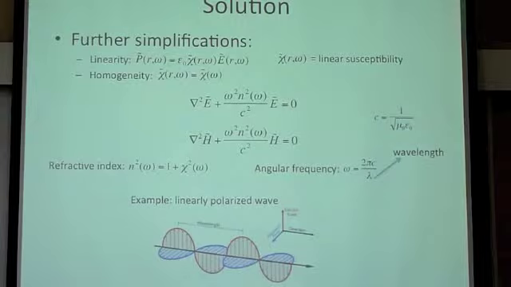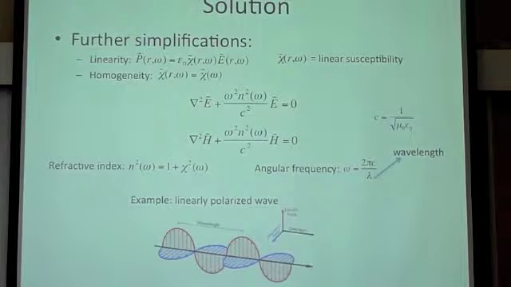Then you make more simplifications: linearity, linear susceptibility, and homogeneity, so the medium doesn't change depending on the direction. You come up with two equations, where c is the speed of light, and if you are in a vacuum this will be the relation, or else it will change if you are not in a vacuum. This tells you how the refractive index is connected to the linear susceptibility, and so on. Omega is what's called the angular frequency, which comes up quite often in waves, and it's basically 2π divided by the period. So they're all connected together.